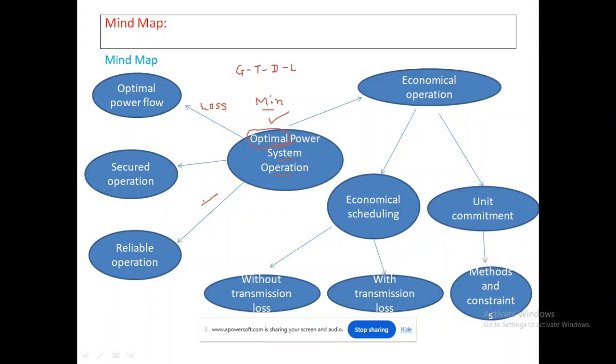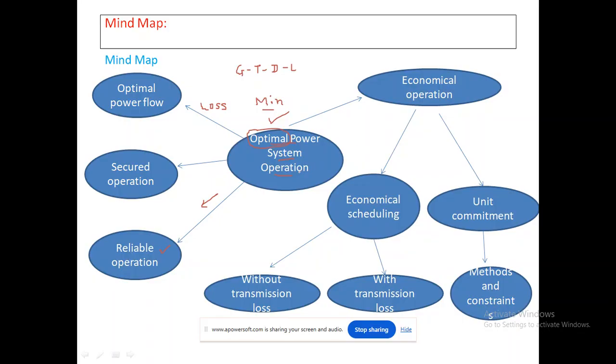The third objective is that the power system operation should be reliable. Reliable means what? If any fault takes place, if any equipment in the power system becomes faulty, even then the supply to the consumer should not be interrupted. There should be minimum interruption in spite of any fault taking place. That is what we call a reliable operation of the power system.